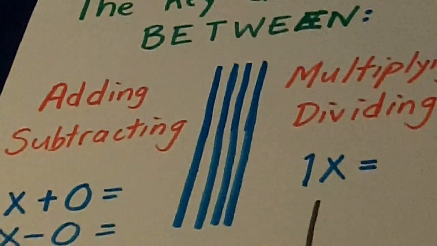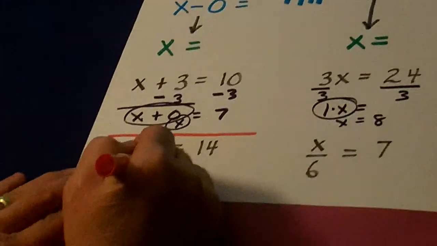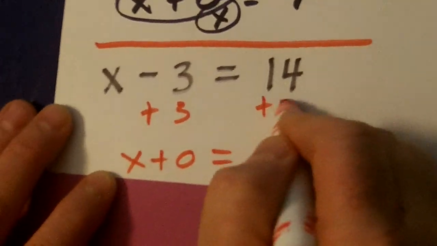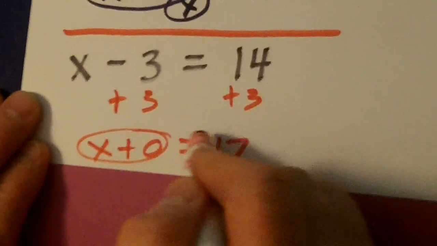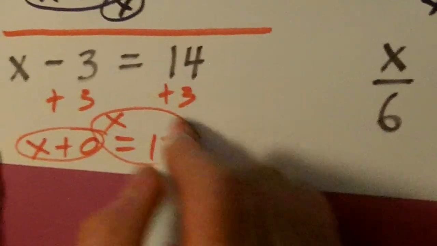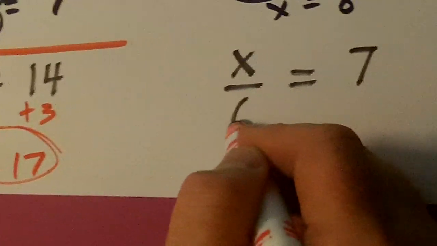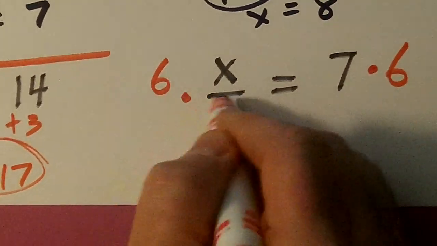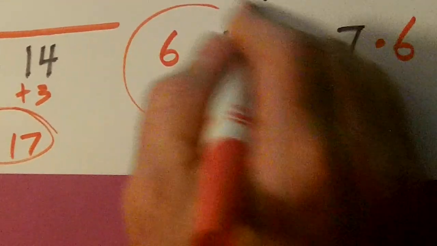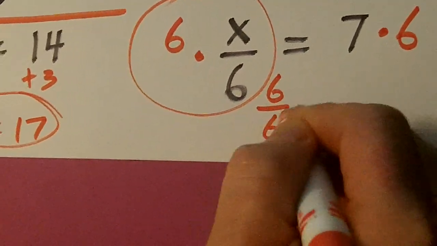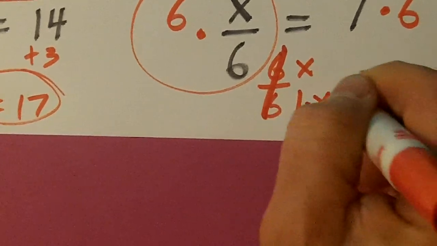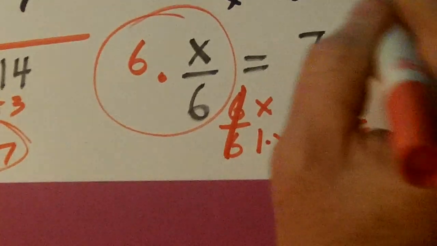Last thing, x minus 3, add 3. So we get x plus 0 is equal to 17. X plus 0 is x. X is 17. Whereas here, x divided by 6, times 6 both sides. Now, 6 over 6 times x, that's 1. That's 1 times x, which is equal to x is equal to 42.